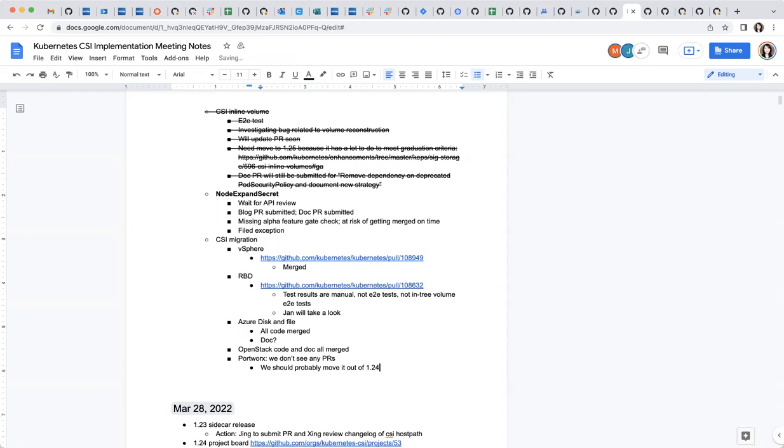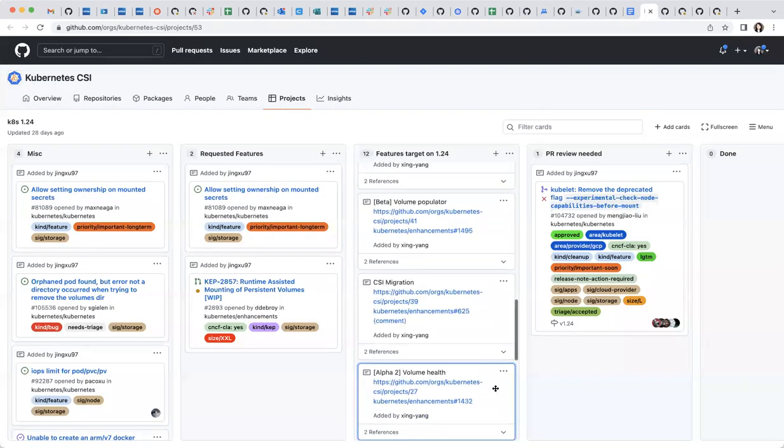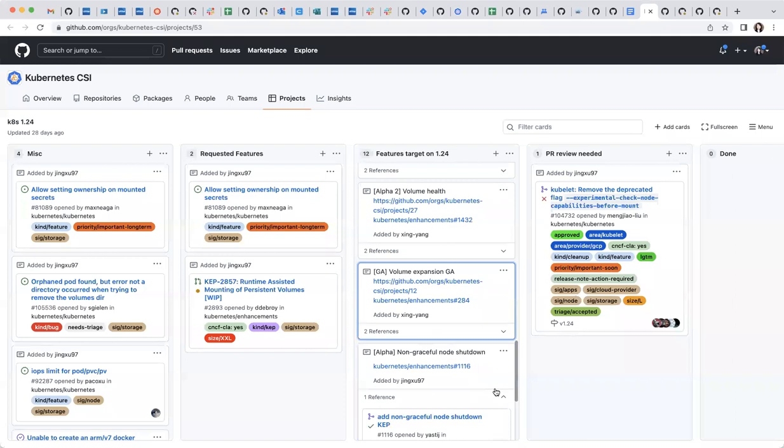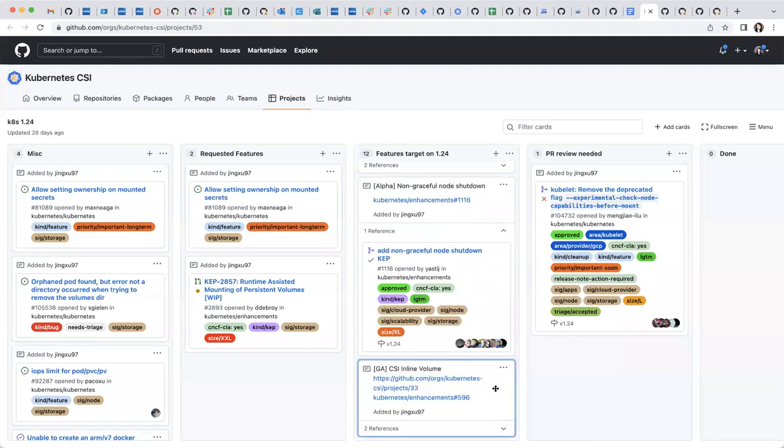Okay, all right. Where's our project board? Oh yeah. Okay, system migration, warning house. We talked about that. Talked about no shutdown. This one is also moved to 1.25. Yeah, I think that's all.